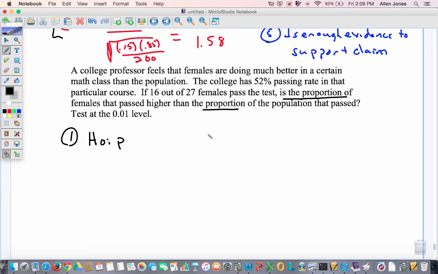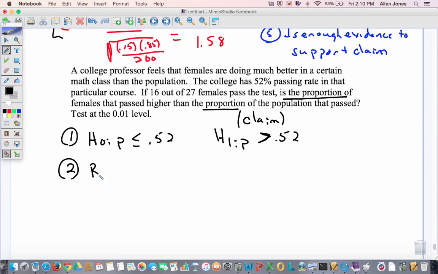So right away we have our dead giveaway that we're working with proportions. Our population proportion is 52%. He thinks the females are doing much better, so they're higher than 52, which is less than or equal to, and since he claims that they're higher than 52%, there's our 0.52, or alternative as our claim. So here we have a right-tailed test.